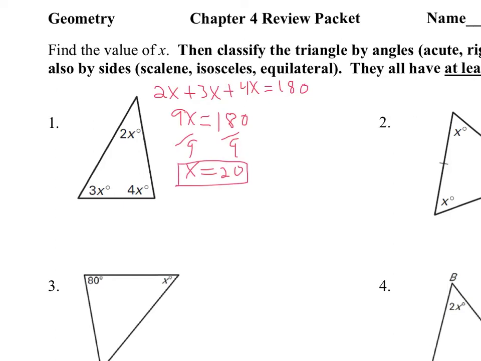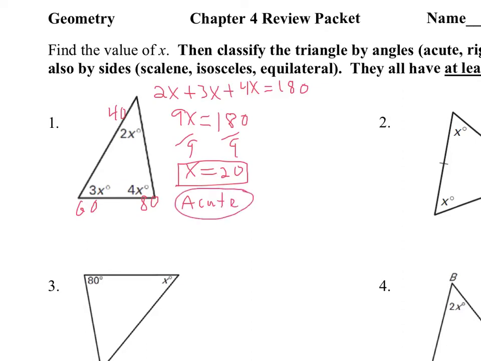It says up in the directions, find the value of x. But then we're just going to plug 20 in for all these. So this top angle, 2 times 20, is 40 degrees. This bottom left, 3 times 20 is 60. And bottom right, 4 times 20 is 80. And you can see that those three angles do add up to 180. All right, so now to classify it. Let's first look at the angles. All of these angles are less than 90 degrees, so that means it is an acute triangle.